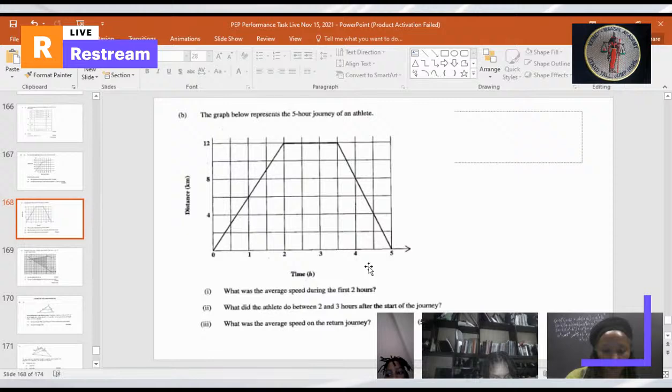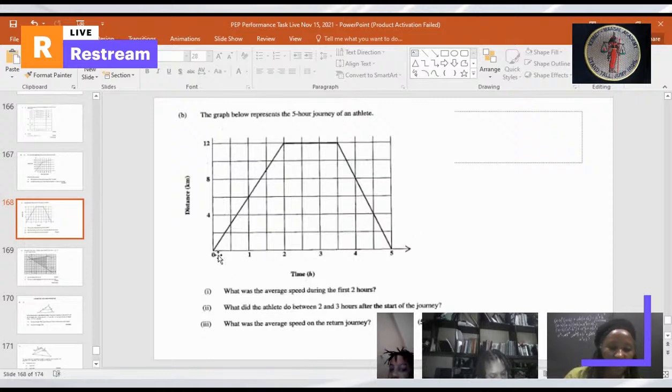12 divided by 1.5, you'd get 8 kilometers per hour. So was he going faster on the journey from home or back home? Which one was he traveling faster? It's back home. It's going back home.